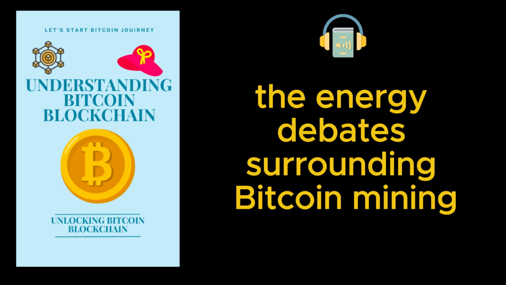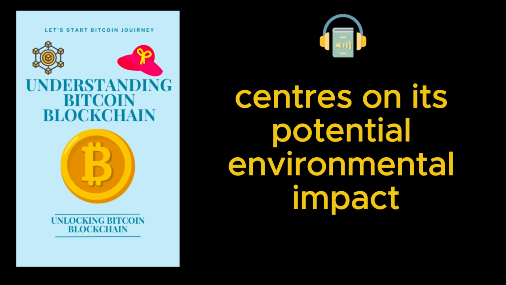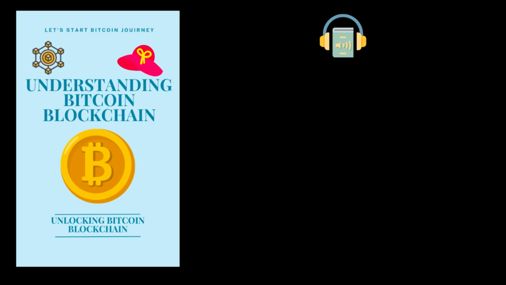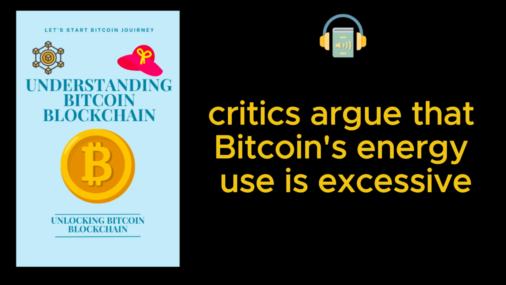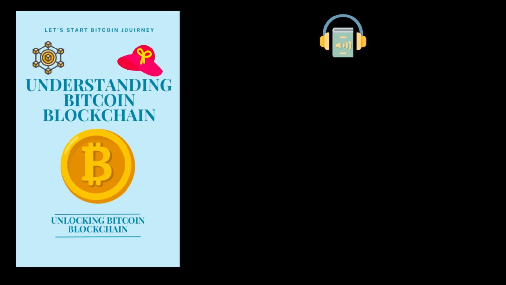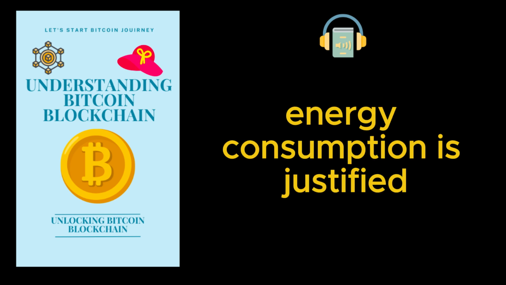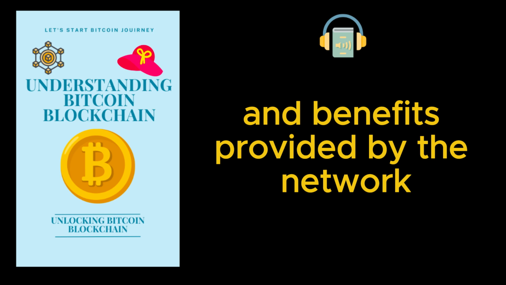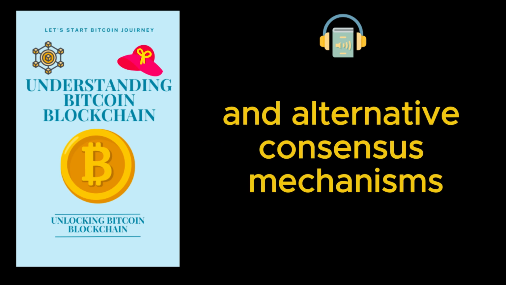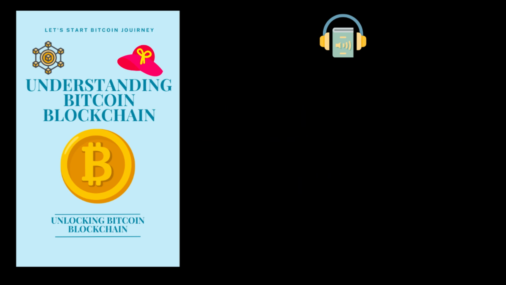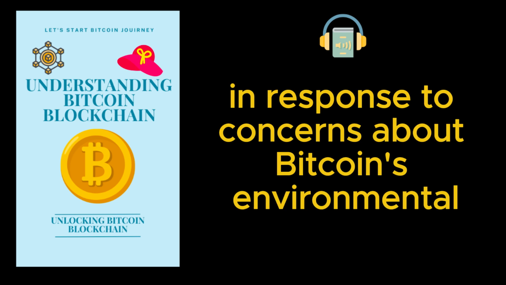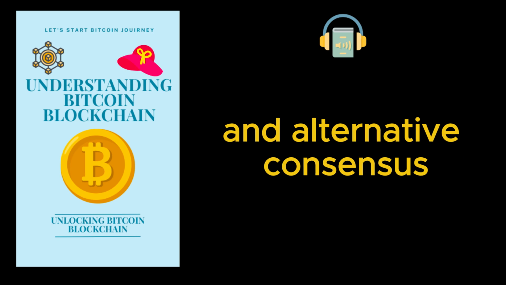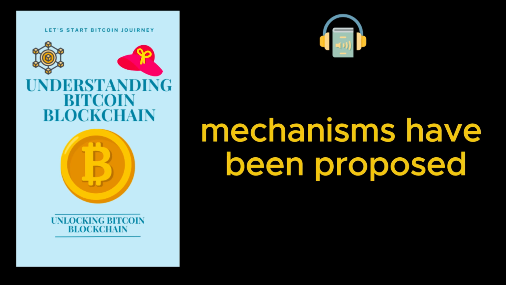The energy debate surrounding Bitcoin mining centers on its potential environmental impact and whether it is sustainable in the long term. Critics argue that Bitcoin's energy use is excessive and harmful to the planet, while supporters suggest that the energy consumption is justified given the security and benefits provided by the network. Potential solutions and alternative consensus mechanisms. In response to concerns about Bitcoin's environmental impact, various potential solutions and alternative consensus mechanisms have been proposed.